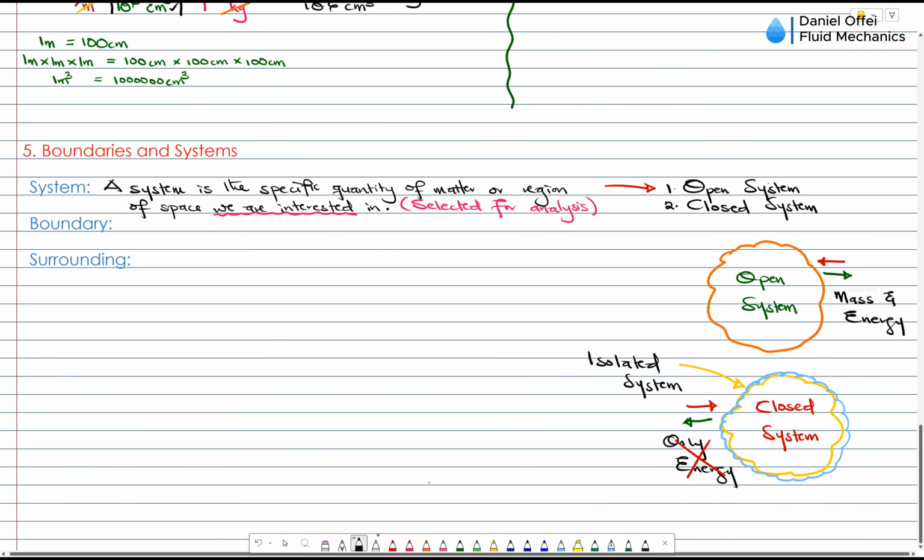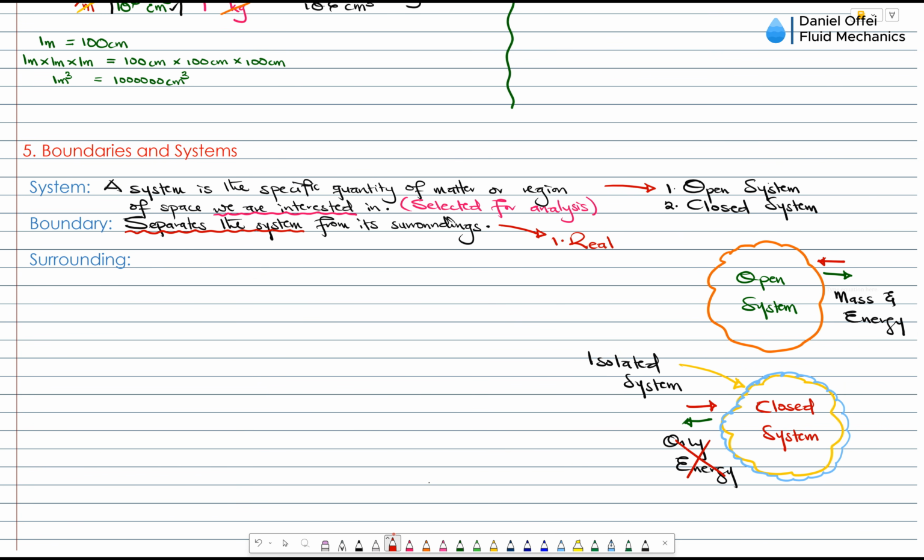On that note, let's look at boundaries. Basically, a boundary separates the system from its surrounding. So the surrounding is anything outside the system that we are not interested in. And we need to create a division between the system and its surrounding. So some of these boundaries can be real, they can be imaginary, they can be movable, or they can even be stationary.